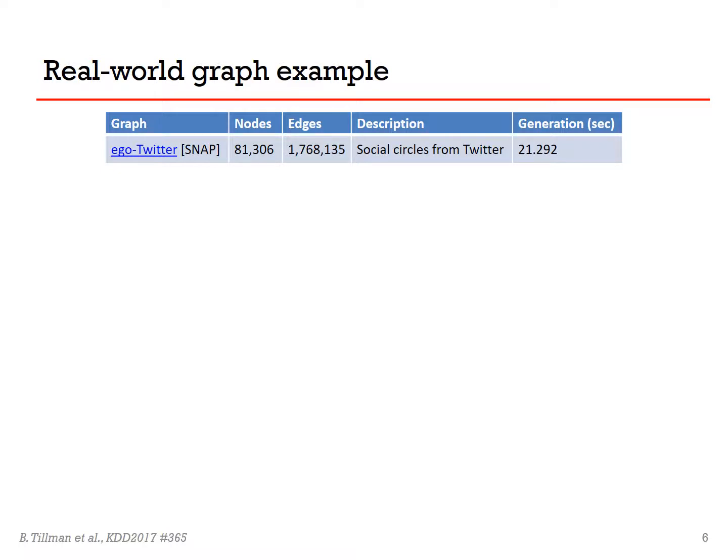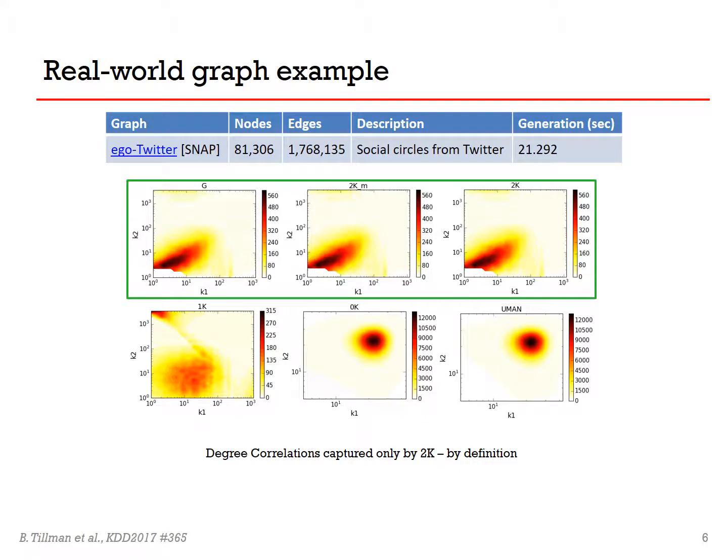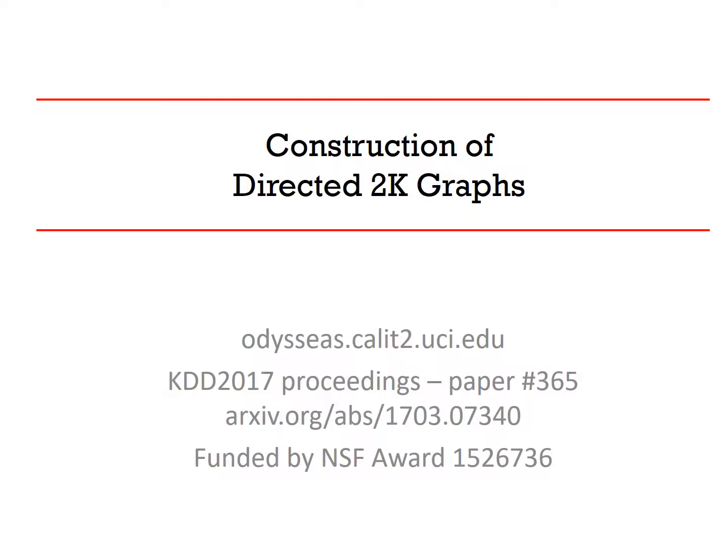Targeting D2K helps in constructing more realistic graphs, like this example Twitter graph from SNAP. D2K exactly matches degree correlations, while other baselines like directed Erdős-Rényi graphs or directed degree sequence realizations are not good at capturing this property. For more details on the algorithm and experimental results, I refer you to the paper, and please visit our website at odysseus.calit2.uci.edu.